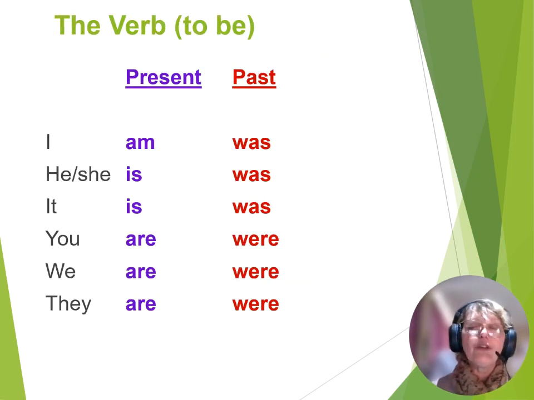The verb to be, here we show you that again. And please remember that you must be able to identify the pronoun, because the pronoun will help you to know what is going on. And the verb that is used by this in the sentence is going to identify whether this is past or present.